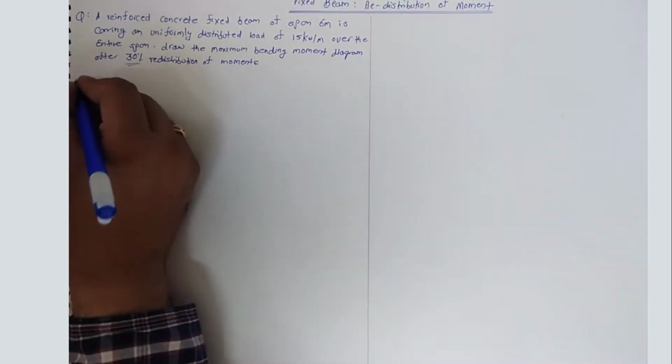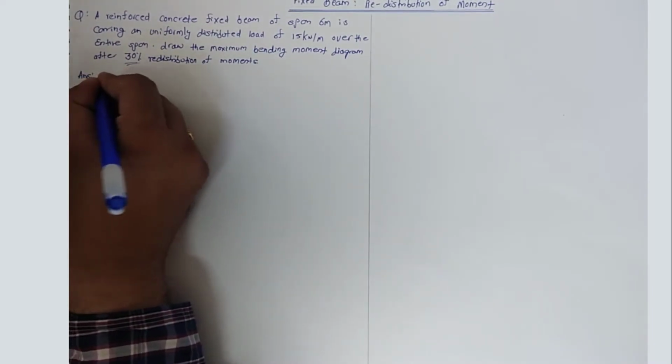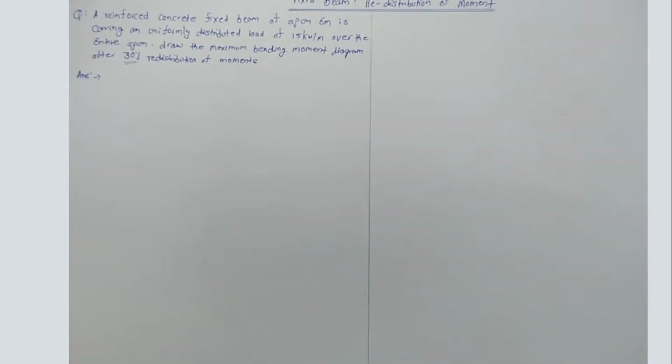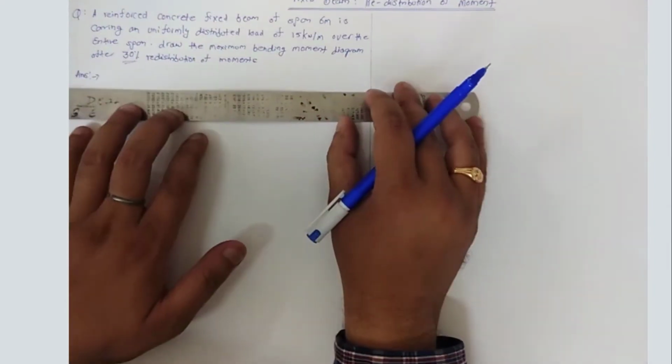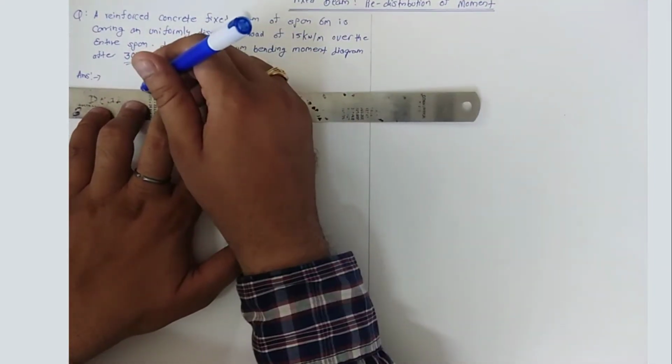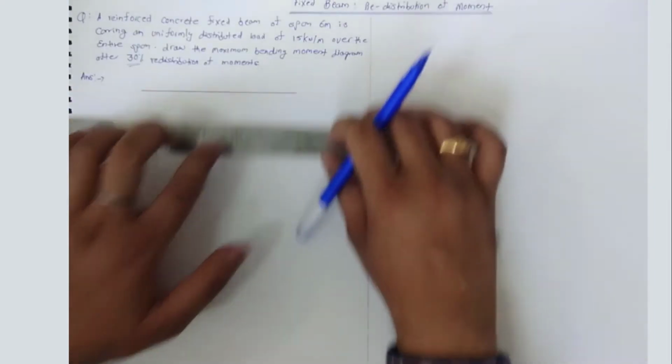I write it here, answer, and as we have the given data, we'll draw what it has given, the 6 meter span. So we'll draw a fixed beam.